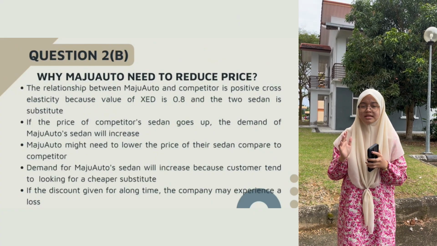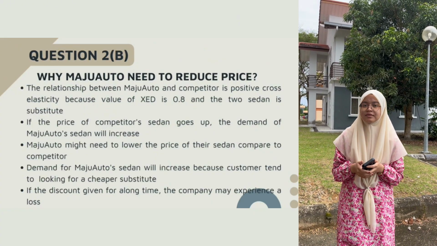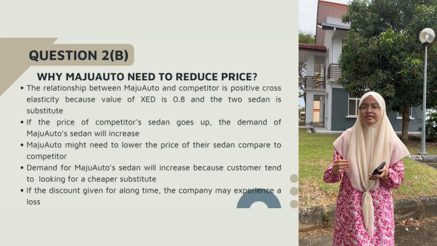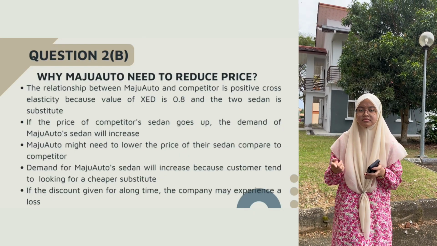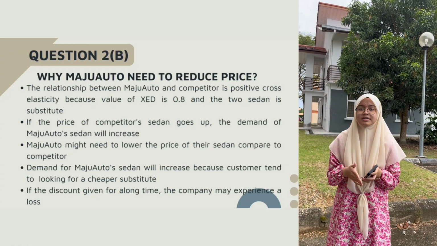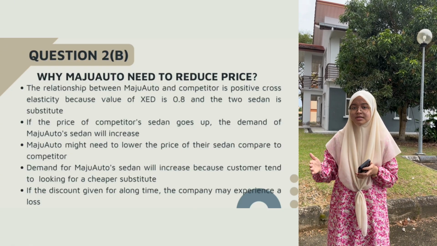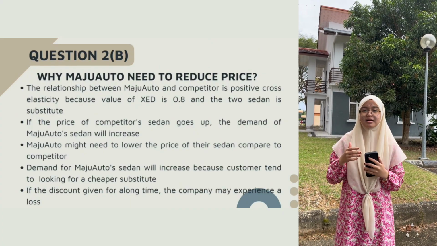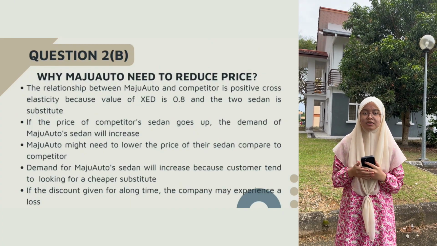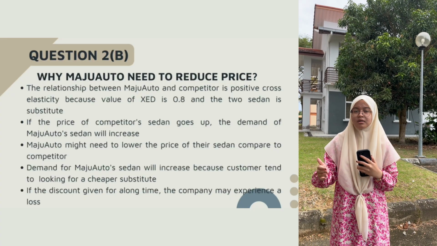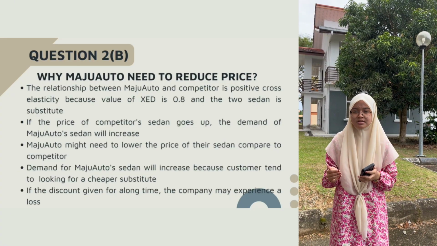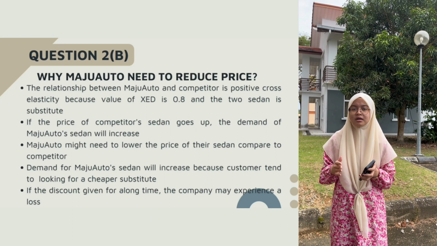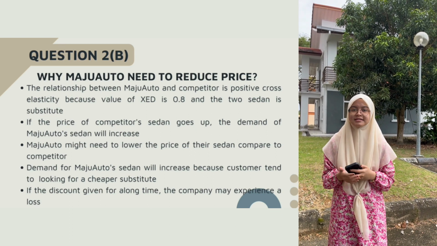So from this situation, Majus Auto can take advantage to boost their sales by reducing their price and attract more customers, because most customers will tend to look for a cheaper substitute. If Majus Auto reduces their price or gives discounts for a long time, their company might experience loss because the profit for the goods is not increased.